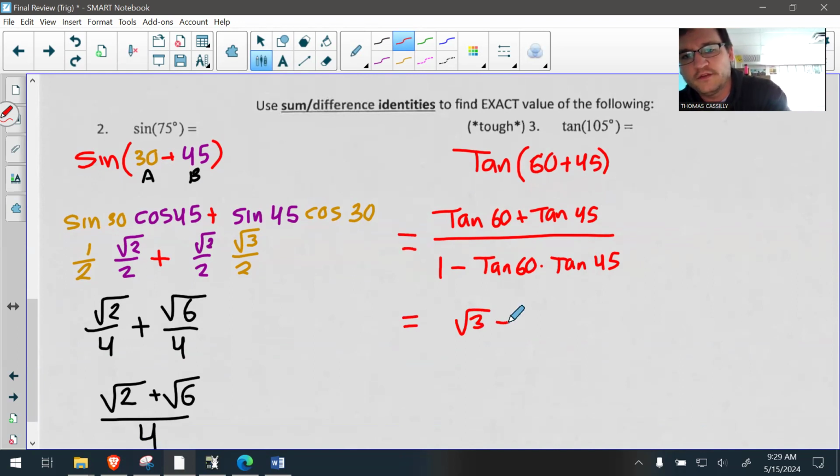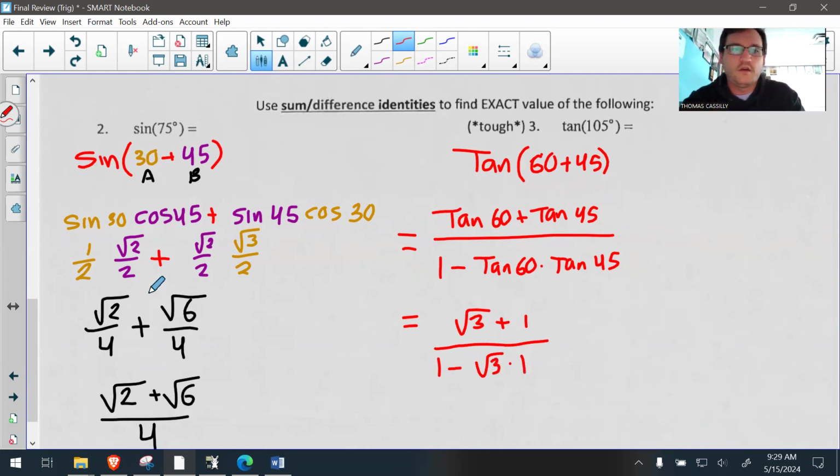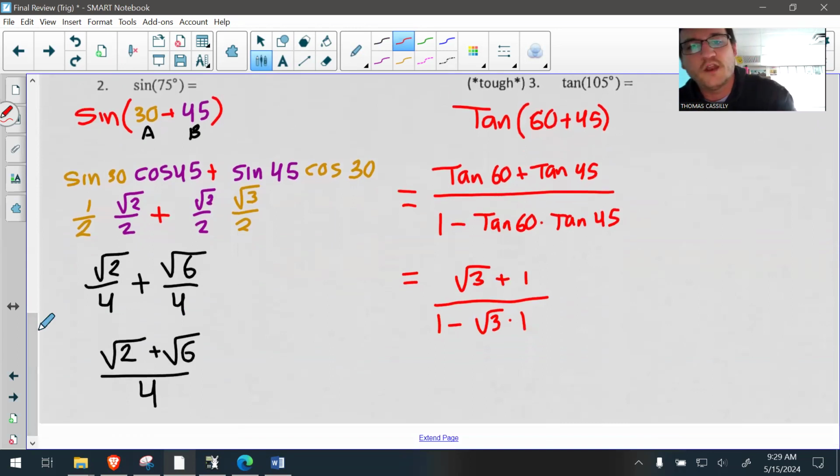Right? Plus the tangent of 45. I think it's just 1. Yeah. All over 1 minus tangent of 60. That's a square root of 3. And then tangent of 45 is 1. All right. So that in and of itself, not too difficult.